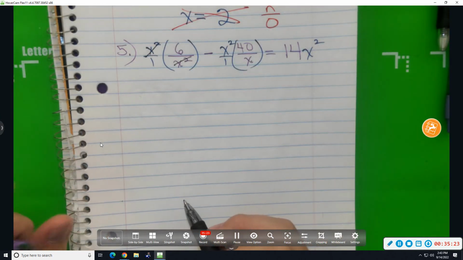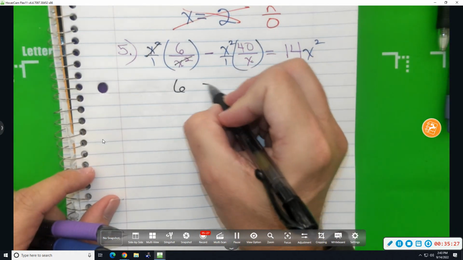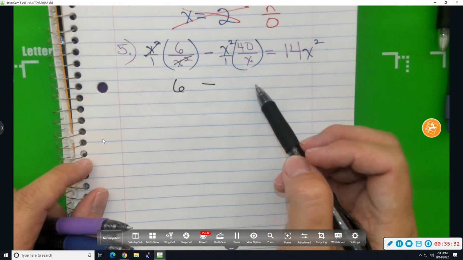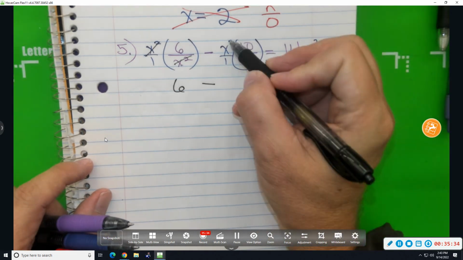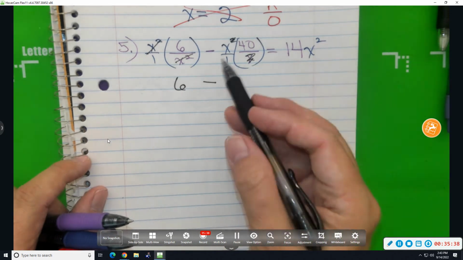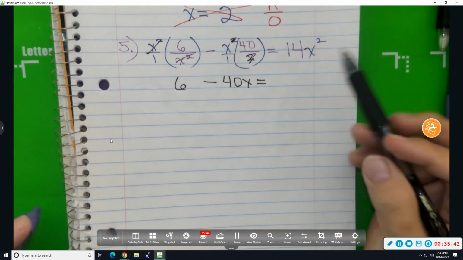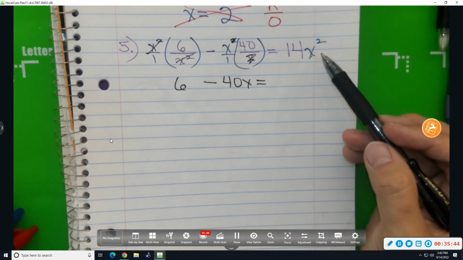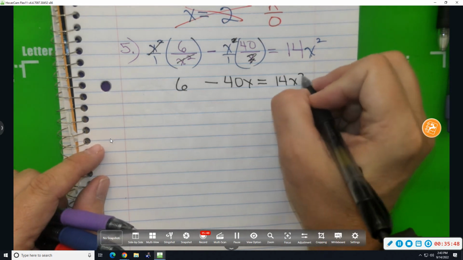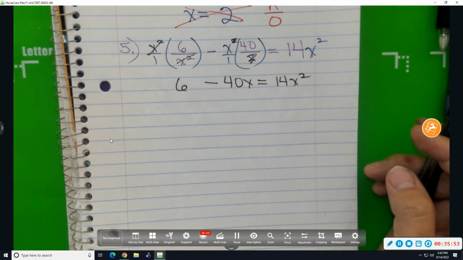What am I going to have as my first term? 6 minus, what's going to cancel here? Okay, x, but I'm still going to have an x left up there, aren't I? So I'll have a 40x. Equals, well, nothing's going to cancel here. There's no fraction. It's just 14 times x squared. What do you call an equation that has an x squared in it? Starts with a q.